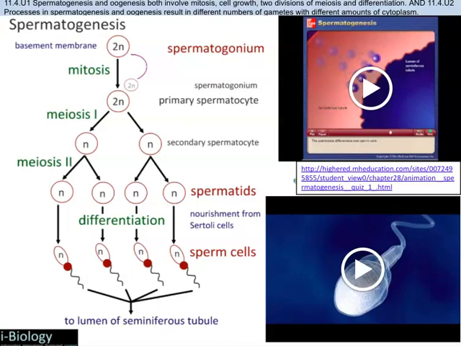Important things to note about this is that it's going to look different from oogenesis in a few different ways. So first of all, there are 4 cells as the end product. That is not the case in oogenesis. You'll also notice that they're quite small and they have smaller amounts of cytoplasm than in oogenesis. Another major difference is that as these cells are going through mitosis and then meiosis, this is just a continuous process. There's no pausing that happens throughout any of this, which does happen in oogenesis.